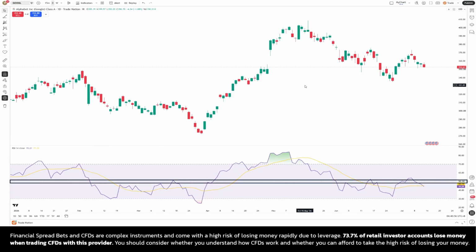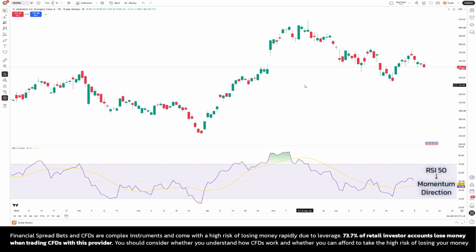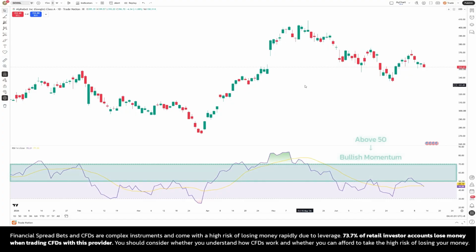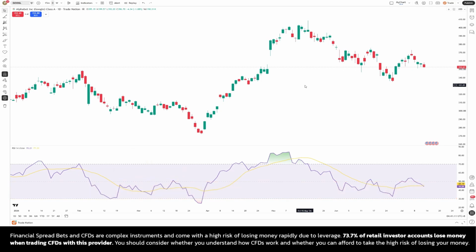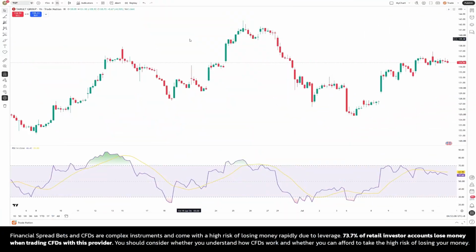The 50 level is also important because it helps frame momentum direction. When RSI is holding above 50, bullish momentum is generally more active. When it is holding below 50, bearish momentum may be stronger. This can be useful when reading the broader trend. A market making higher highs while RSI holds above 50 often has a different message from a market struggling to move above that midpoint.